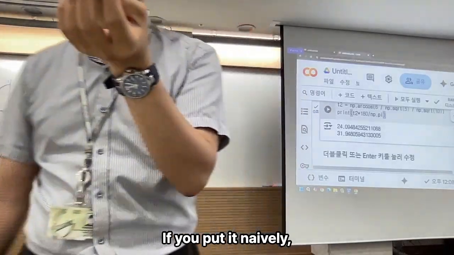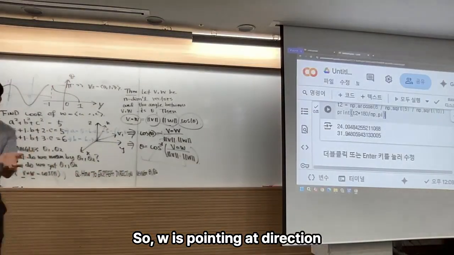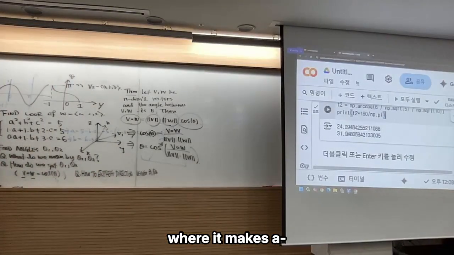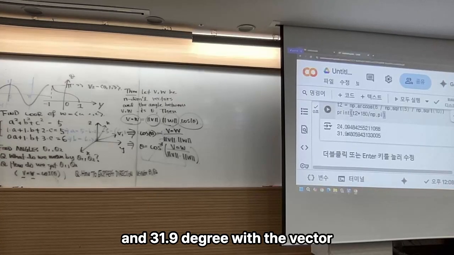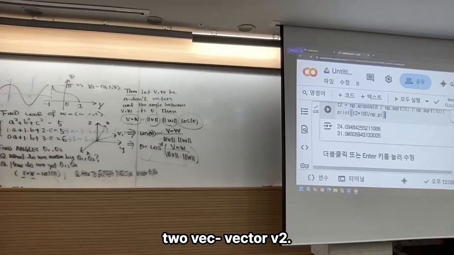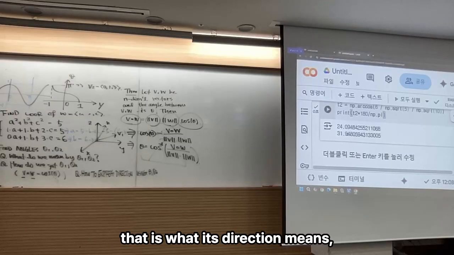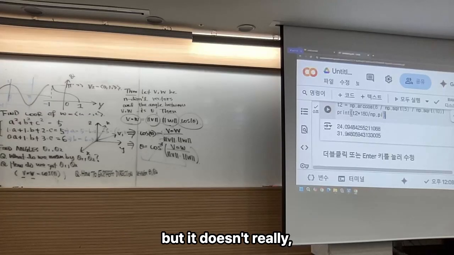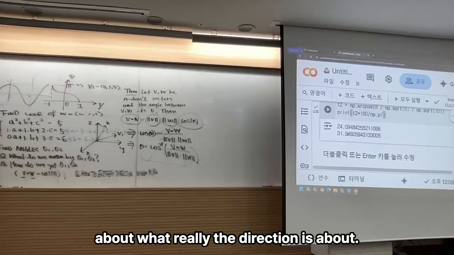If you put it naively, you can say it this way. W is pointing at a direction where it makes an angle of 24.1 degrees with the V1 vector and 31.9 degrees with the vector V2. Well, that's not a false statement. That is what direction means, but it doesn't really give any intuition about what the direction is really about.